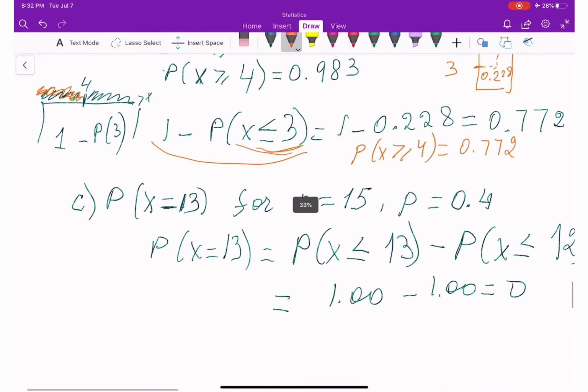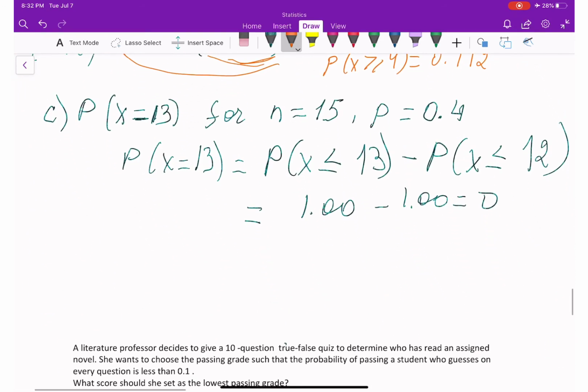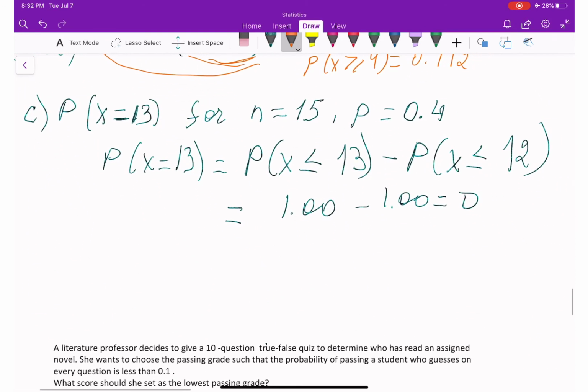All right. Moving to question number 13. Since the table shows only for less than or equal, but in this case we have exactly equal, x equal 13. Okay, then what are we going to do?